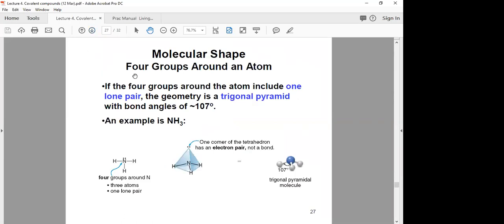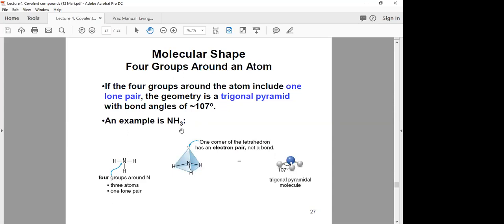All right, once again, we have 4 groups around an atom, but if the 4 groups in question include 1 lone pair, then the geometry is a little bit different. So keep this in mind, that the groups surrounding an atom can be other atoms, or they can be lone pairs of electrons. If there's 1 lone pair included in those 4 groups, then the geometry is said to be trigonal pyramid, and the bond angles are a bit sharper at 107 degrees.